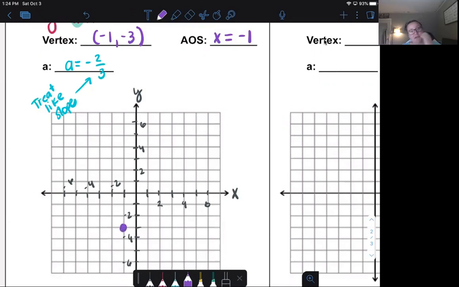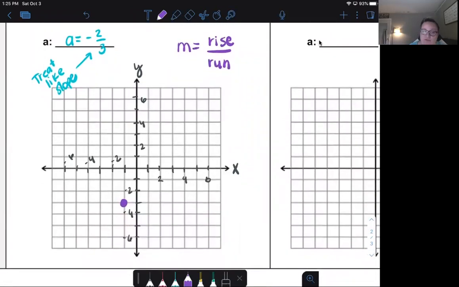Then when I tell you to treat a like your slope, you're going to follow slope the same way you always do. Remember, slope is rise over run. Well, since a is -2/3, that means we're going to go down 2 and over 3. So when you use a like your slope, do it to run to the right like we normally do. So remember, with -2/3, we're going to go down from this point, down 1, 2, and to the right 1, 2, 3. So our next point would be here at (2, -5).